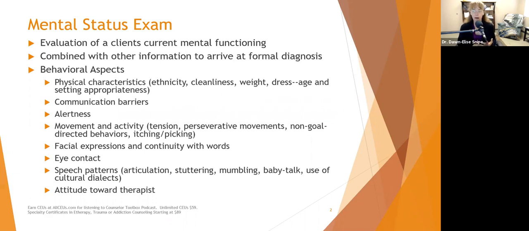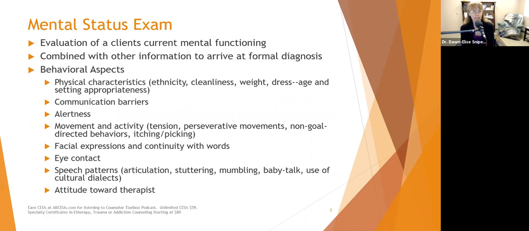Stuttering, mumbling, baby talk, and use of cultural dialects are also things that we want to pay attention to and figure out, why is this happening with this person? What makes it worse? What makes it better? Stuttering may be something that the person needs a referral to an occupational therapist for. It may be triggered or worsened by anxiety. Same thing with mumbling.